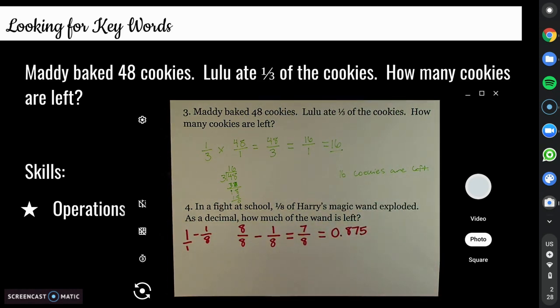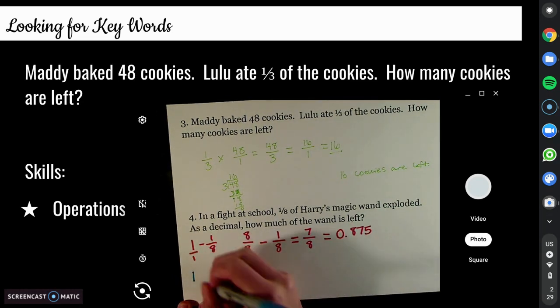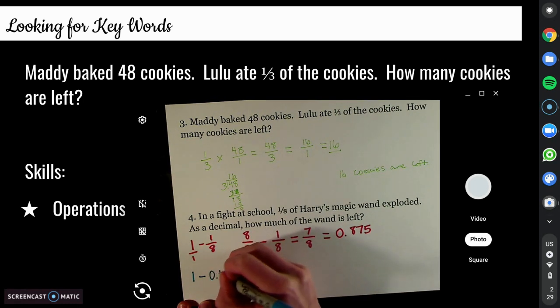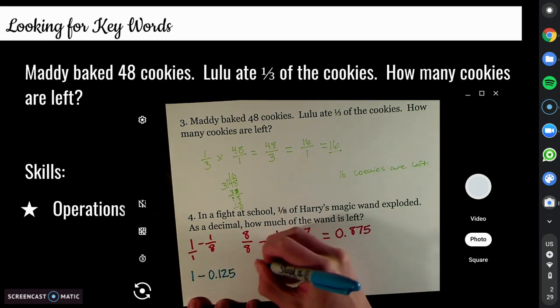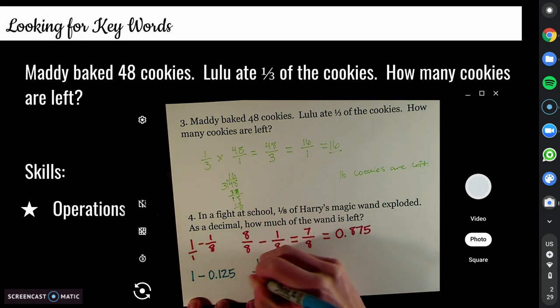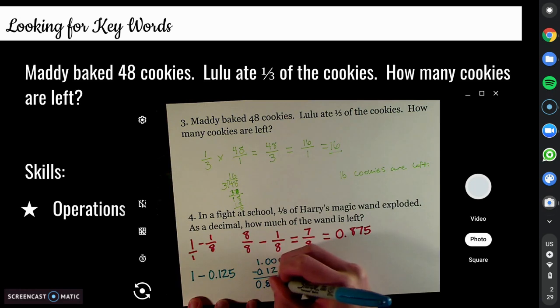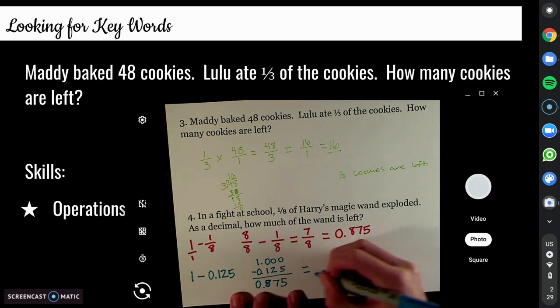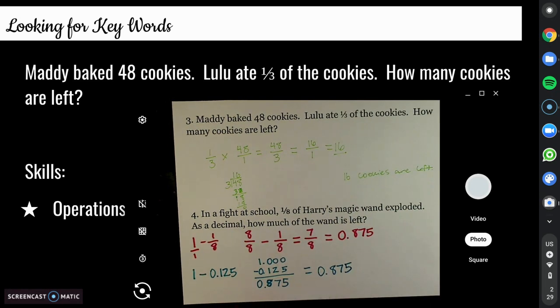Here's another way that you could have attacked that problem. Perhaps you noticed that the question said as a decimal, and you thought, well, let's just do all the work as decimals because we can. That would be fine. You would have 1 minus 1/8 as a decimal is 0.125. We do our subtraction vertically, and we subtract, and we would get 0.875. Same thing. Either way, you get the same answer.